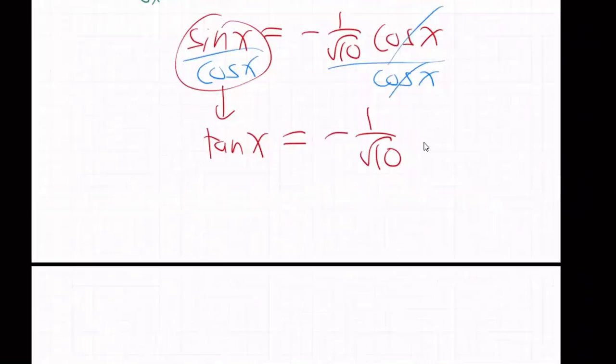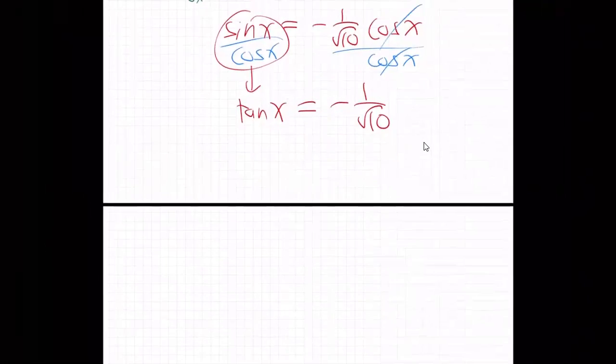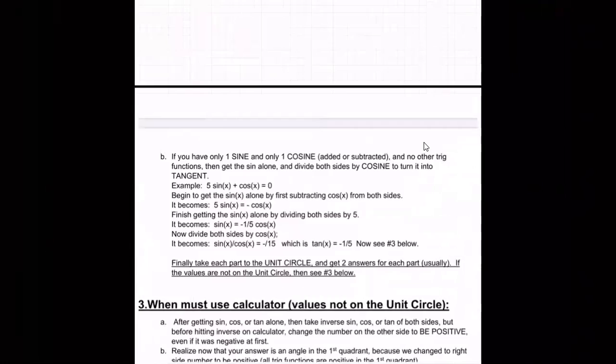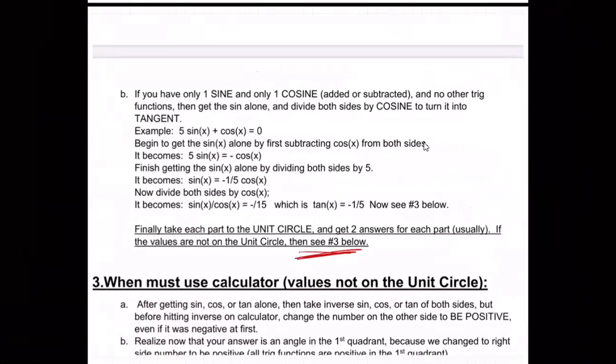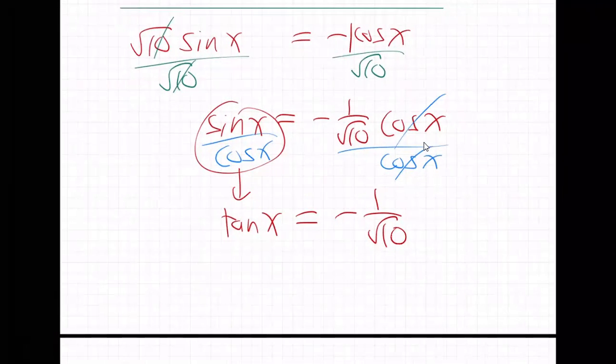Now we can say, okay, so how do we solve tangent of x equals negative 1 over root 10? We go to the unit, or not the unit, it's not going to be on the unit circle. So we have to do the calculator stuff. So that's what I say down here: see number 3 below. Number 3, we must use our calculator. First thing is we have to make it positive and so on. You can read those steps in number 3. So the first thing I'm going to do following those steps is change it to be positive 1 over root 10.